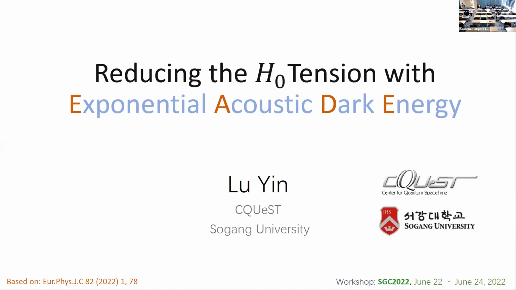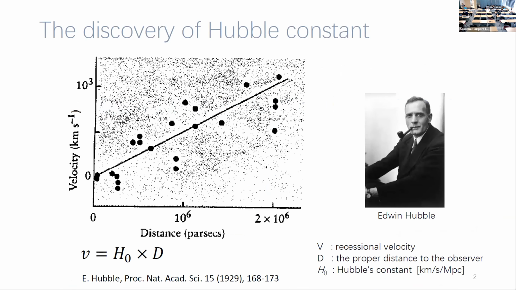Today, I will introduce two things. One is what is H0 tension, and the second is why the eADE model can release the H0 tension. So first of all, the discovery of the Hubble constant was in 1929, almost 100 years ago.